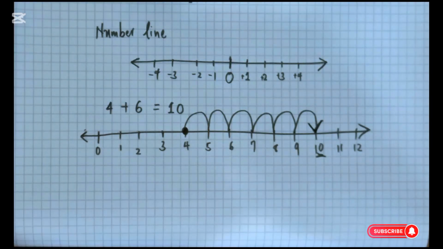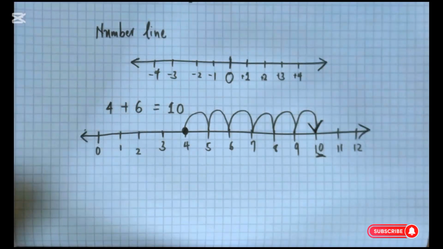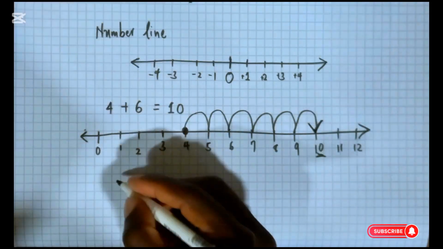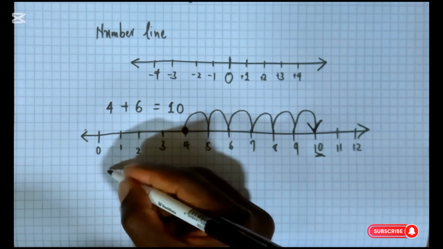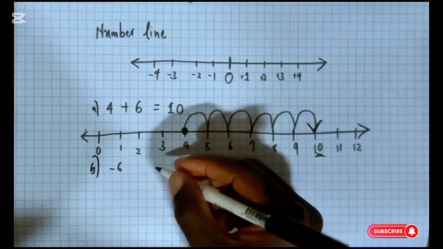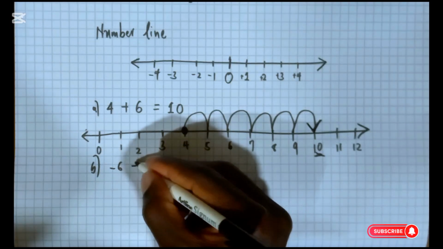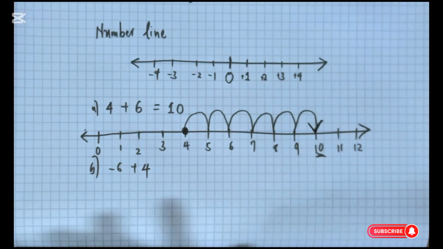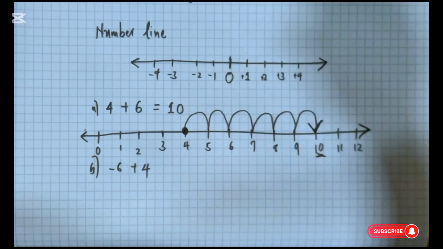All right, so for the second example, I'm going to show how to add a negative and a positive number. That is negative 6. Let me show this, negative 6. So this is our first one. Then for the second one, I'm having negative 6 plus 4. If I was to show this on the number line, how would it look?